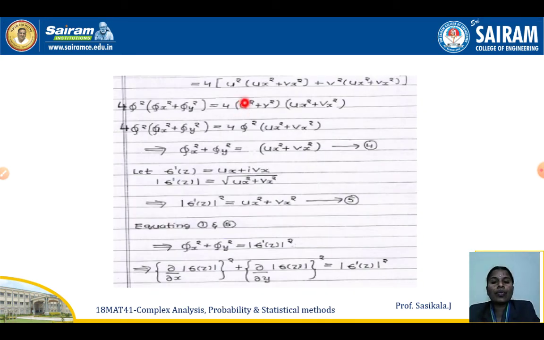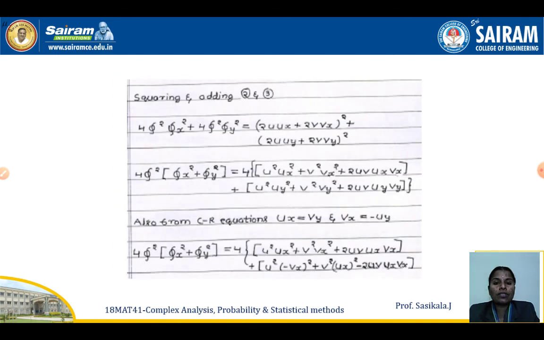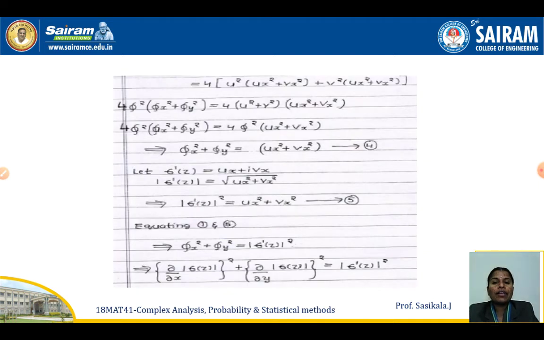4 of u squared of ux squared plus vx squared. So the u squared term here is common, I am going to take it out, and here v squared is common. So I will get 4 of u squared v squared into ux squared plus vx squared. 4 will get cancelled. 5 squared is nothing but u squared plus v squared, that also will get cancelled. I'll get 5x squared plus 5y squared is equal to ux squared plus vx squared.